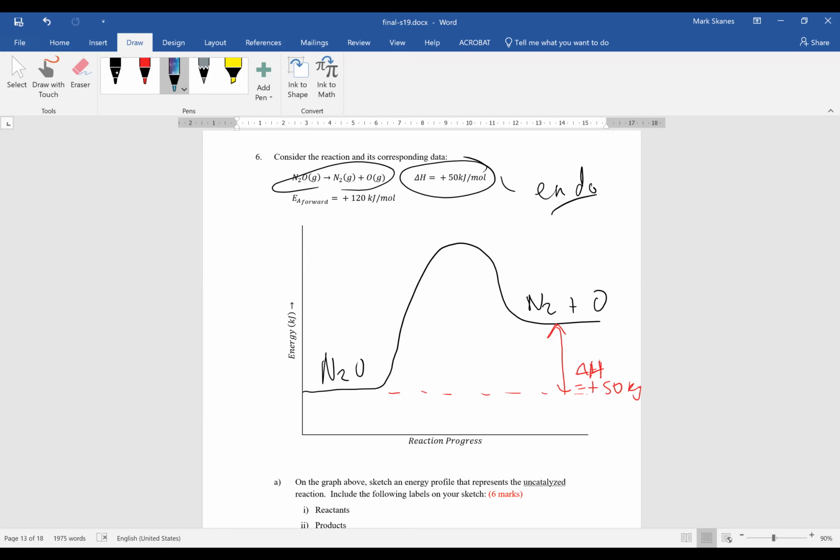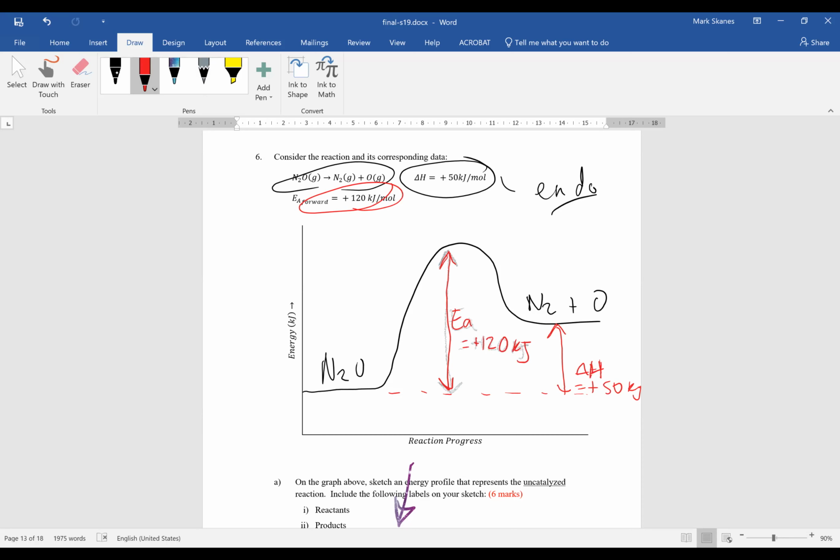My EA forward, again, I'm answering this down here. My EA forward is this right here. Don't worry about the word forward. EA just means activation energy. So it's the energy it takes to get that reaction to happen. And that was 120. I probably shouldn't use that anymore. Again, I got that from there. Let me try that again.